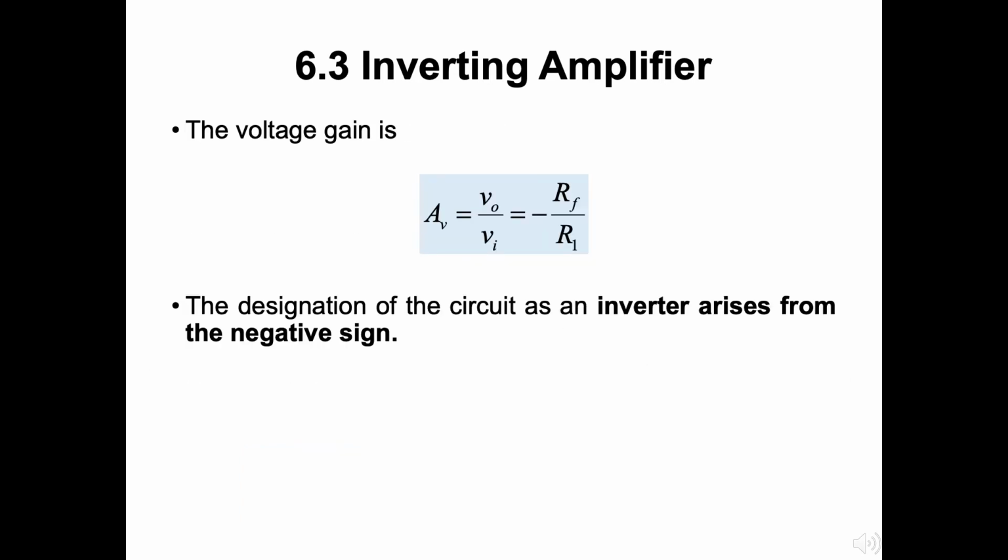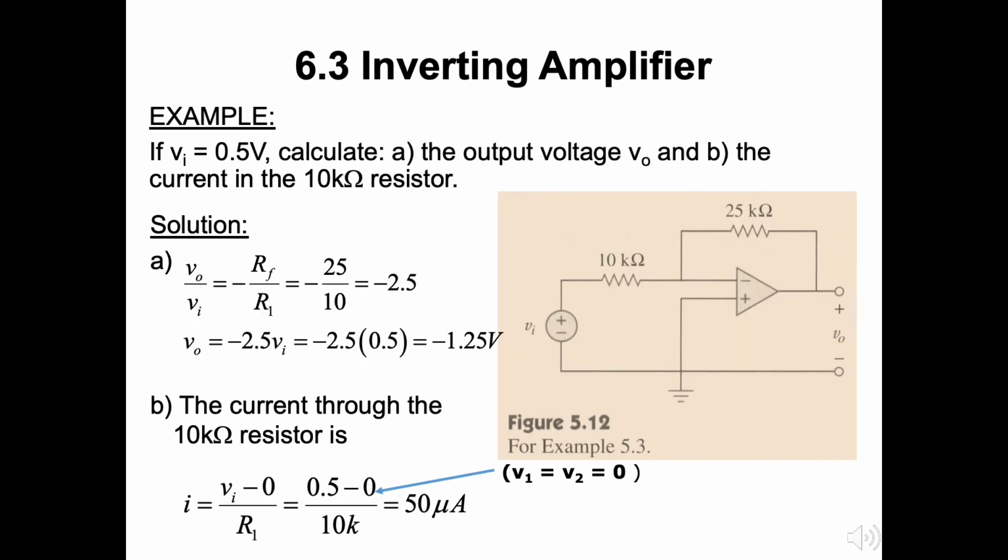For the voltage gain, AV will be equal to VO by VI. Then, we can rearrange the equation in the previous slide to be AV equals minus RF/R1. The designation of the circuit as an inverter arises from the negative sign. Here is an example of the inverting amplifier.